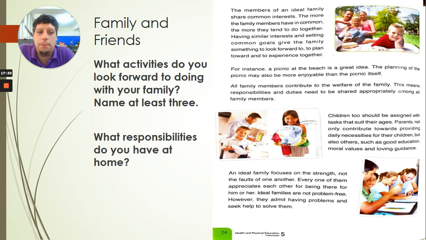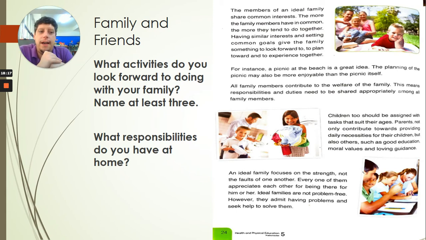All family members contribute to the welfare of the family. This means responsibilities and duties need to be shared appropriately among all family members. So all family members have a responsibility at home. Okay? For example, maybe one of your parents makes dinner every day. Maybe one of the parents makes breakfast every day. Maybe your responsibility is to clean up the house, or clean up your room, or wash the dishes after you finished eating dinner. Okay? So everybody should have jobs at home that they do that make the family work together.